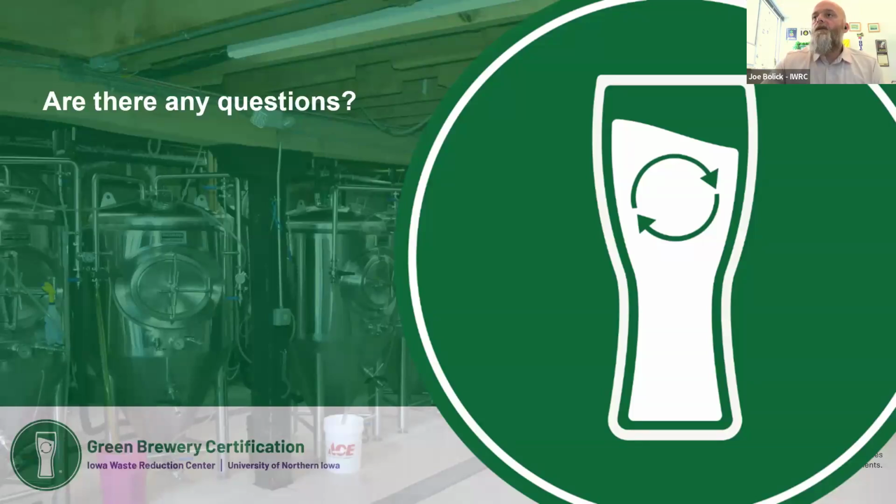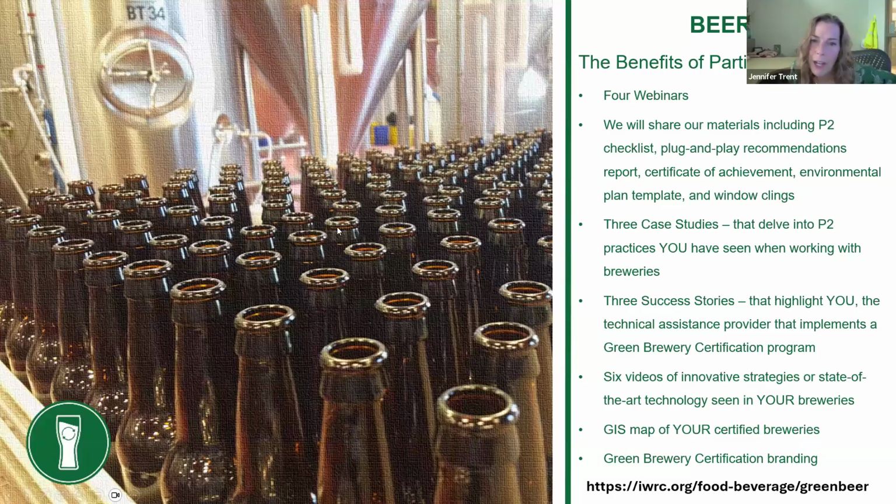And I think that is all of the questions that we have so far. Are there any more? I'll give maybe another minute or two for anybody else with a question. And we'll be reaching out to let you know about the next webinar. We'll be covering, like I said, data collection, recommendations, reports, and getting that environmental plan template filled out. Just basically the paperwork part. And the fourth webinar will be how to incentivize breweries to participate in your program.